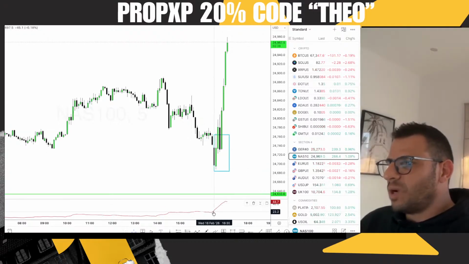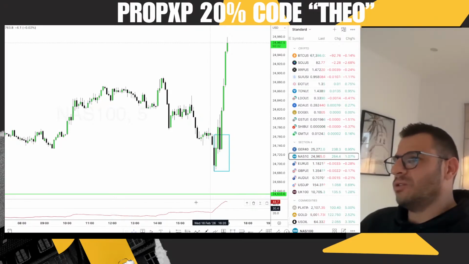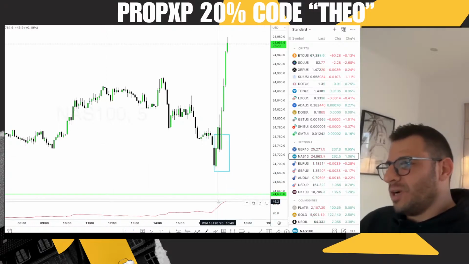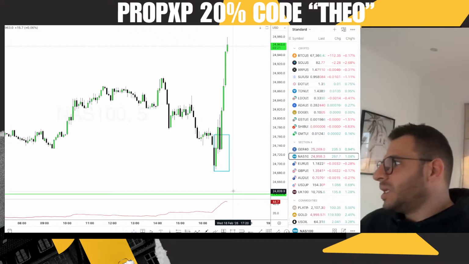As you can see, the volatility was too much today. On the 5-minute chart, every candle has about a 45 pip range. A 5-minute candlestick, it's a lot, guys. It's too much.